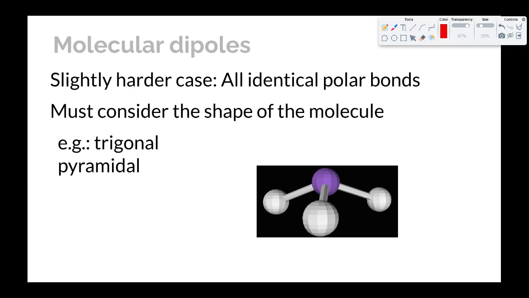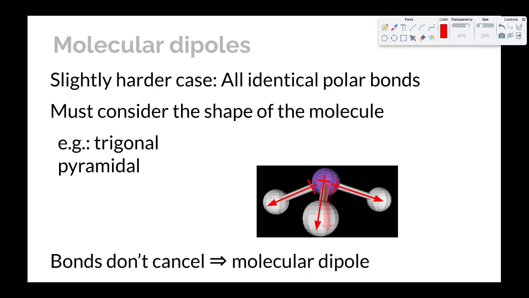A trigonal pyramidal was another case where we had tetrahedral geometry, but one lone pair. If we impose our bond dipoles on here, again, we have three 1/3 size downward dipoles, and in the horizontal plane, they cancel each other out, but there is no upward dipole to balance those downward components. And so overall, this is going to result in a molecular dipole because the bonds don't cancel each other out.